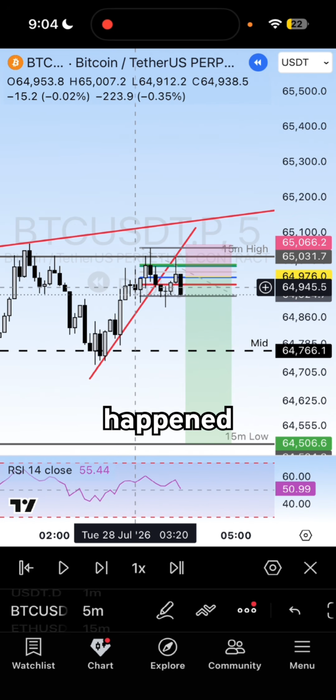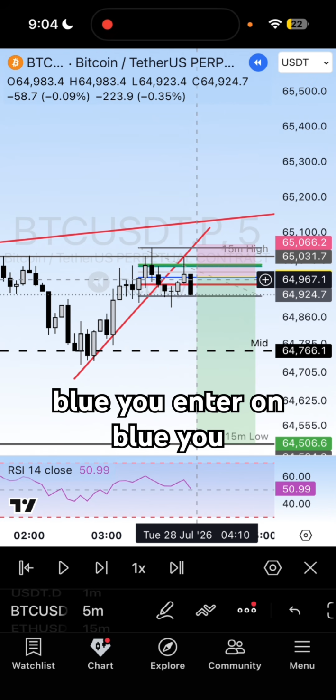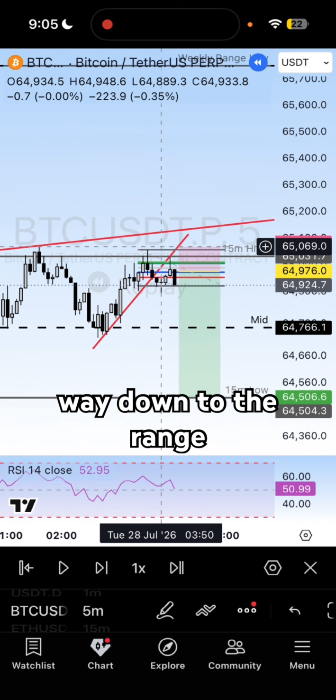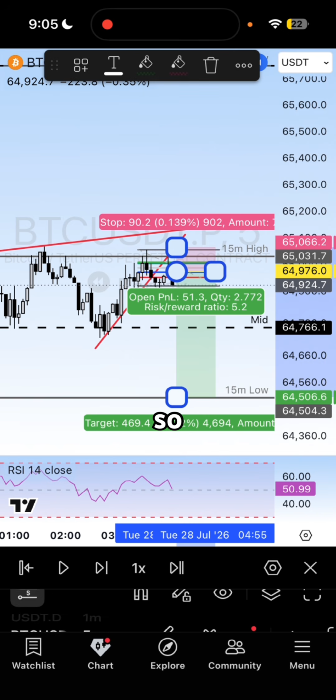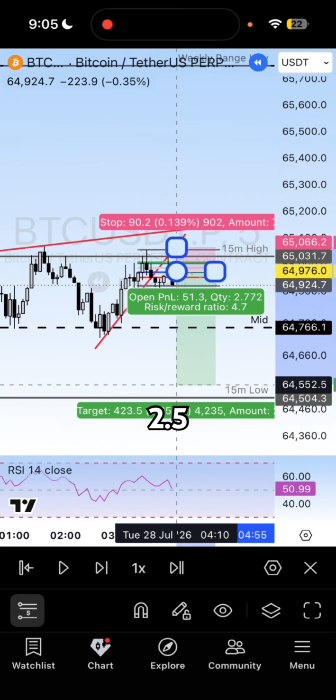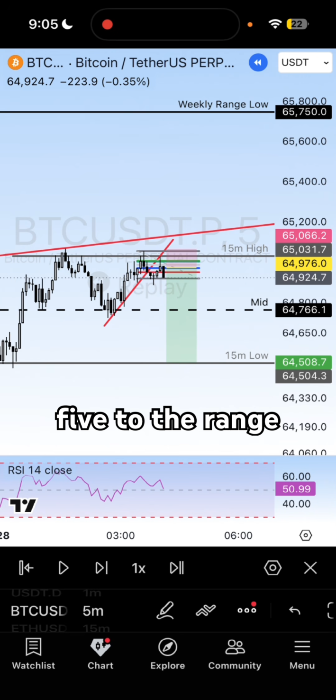So what happened? There was a wick in green, as you can tell, and once it reclaimed blue, you enter on blue, you put your stops above this wick over here, and you play it all the way down to the range low. So the RR to the mid is about 2.5. The risk to reward is about 5 to the range low.